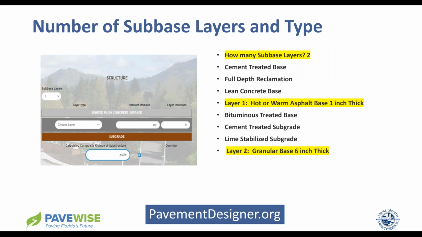2 layers. So up there where it says bases, you're going to click on that button and it'll drop down. You'll see 0, 1, 2, or 3. You're going to put 2 in there. Layer 1, that's the layer on top, is going to be a hot or warm mix asphalt base, 1 inch thick. It's important that you choose a layer. It's going to give you the PSI, but you have to put in there the layer thickness. And the second layer, which is right underneath the asphalt, layer 2, is going to be a granular base, 6 inches thick.